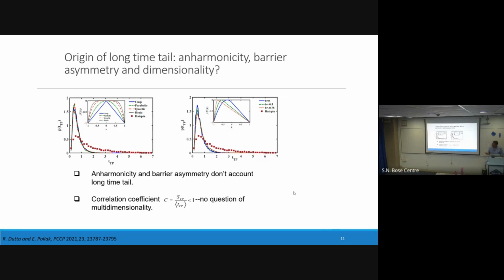Then we move to an asymmetric potential, where the potential consists of a parabolic part for some region and a linear type of potential at the end.